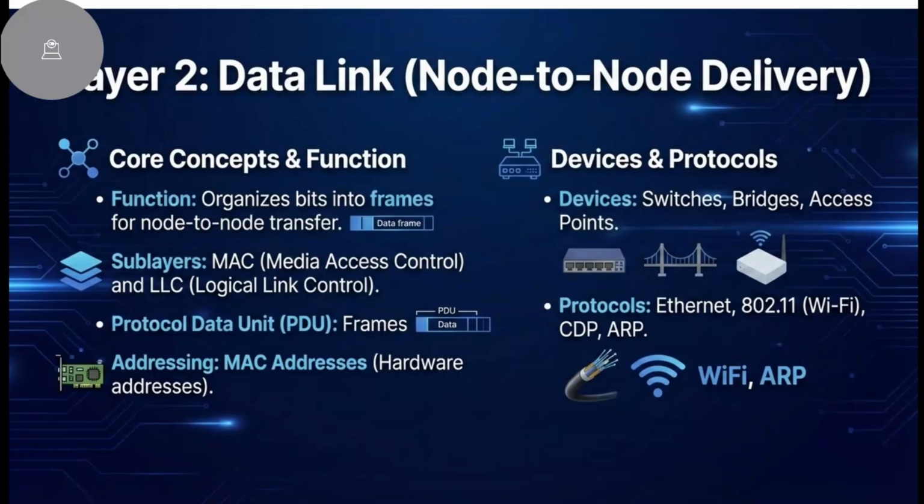Layer 2 switches operate here. They forward frames based on those MAC addresses to ensure data reaches the specific device on the local network. When you're troubleshooting here, common layer 2 issues include duplex and speed mismatches or broadcast storms. From a security standpoint, attackers can exploit this layer by using MAC flooding or ARP spoofing to intercept data.